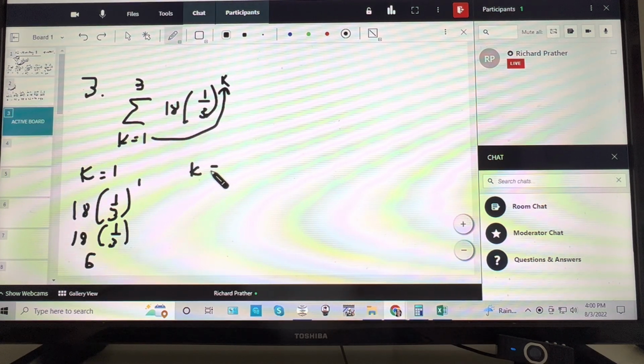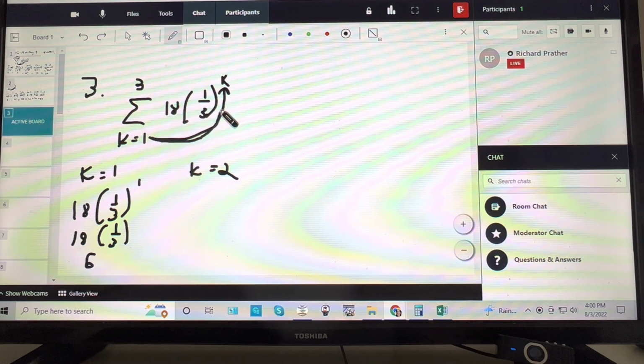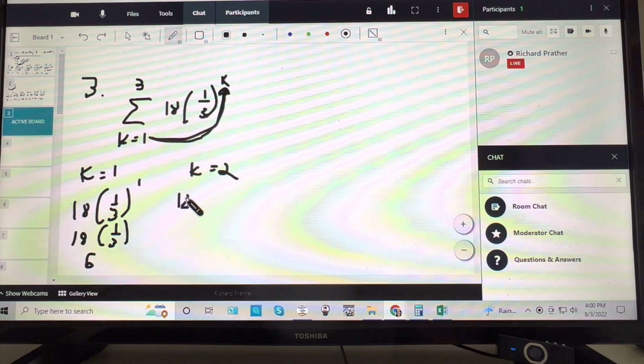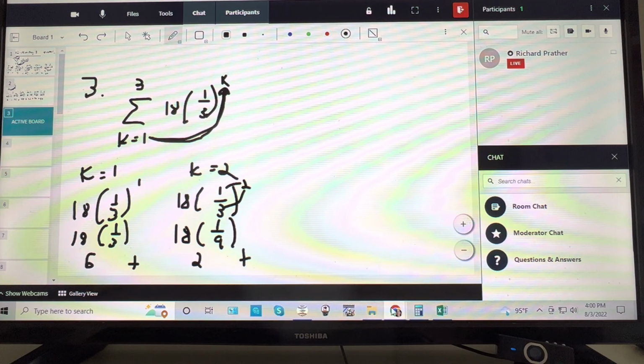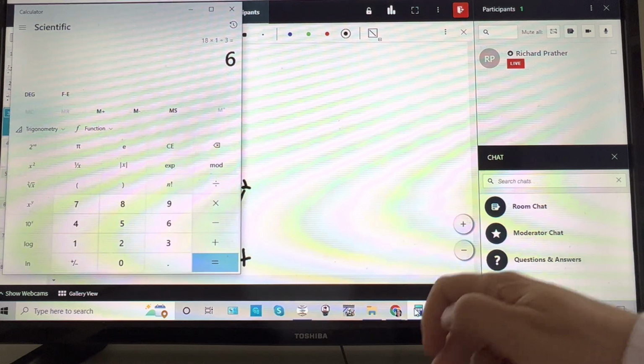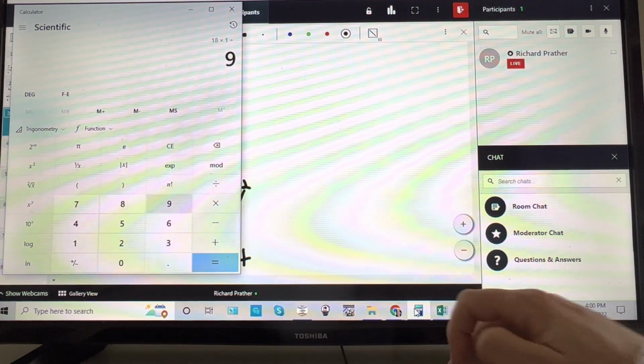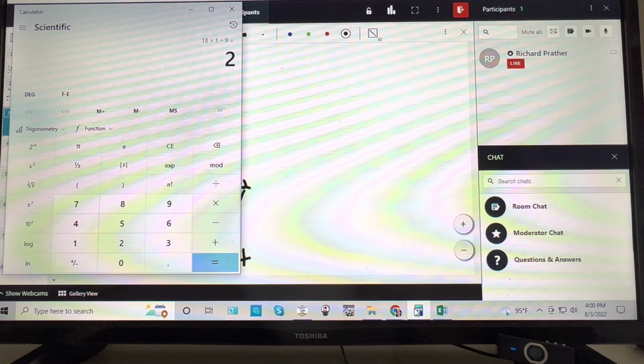Now do k equals 2. 18 times 1/3 squared. When you square a fraction, you do both parts. 1 squared is 1, and 3 squared is 9. So now it's really just 18 divided by 9. That answers 2. But if you didn't know that, 18 times 1 divided by 9 is 2.